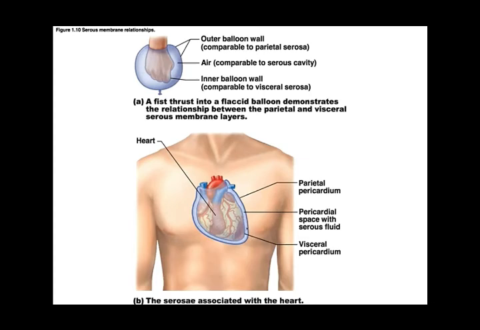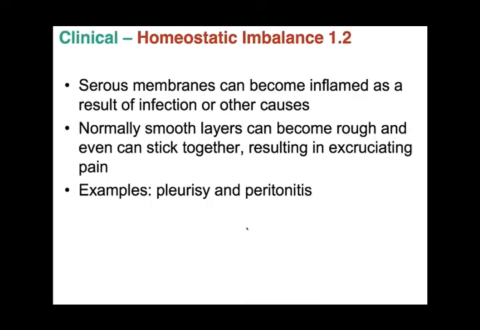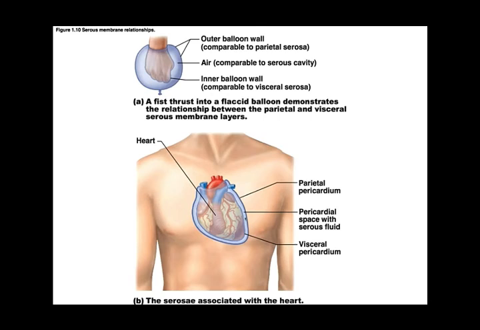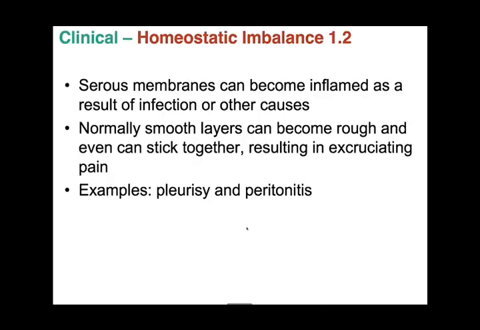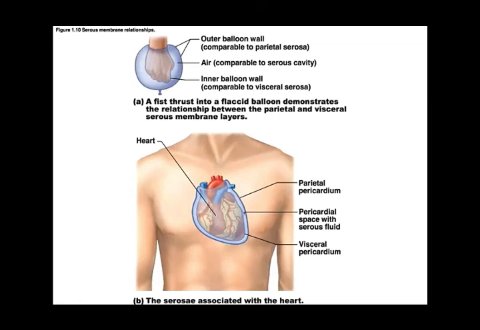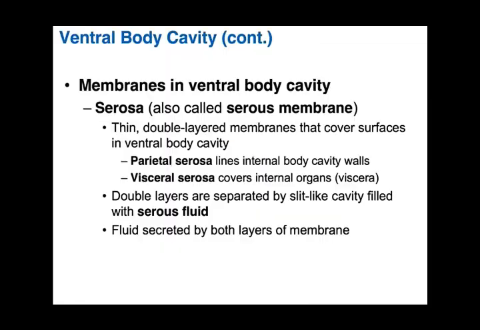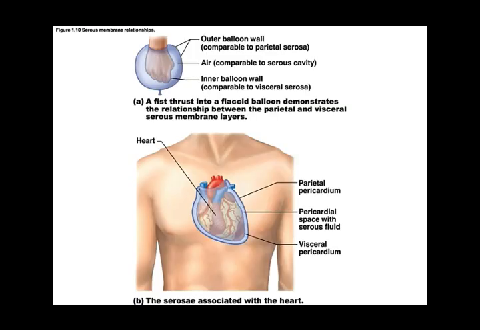Now you can clearly see in this diagram what I was talking about: the parietal, the visceral, and the pericardial space. It is shown here. You can clearly see that the parietal pericardium is the part which is directly in touch with the body cavity, and then there is a space in between, the pericardial space, which is filled with serous fluid, and then the layer in touch with the viscera or the organ. Here we are talking about the heart, and the visceral pericardium is there.